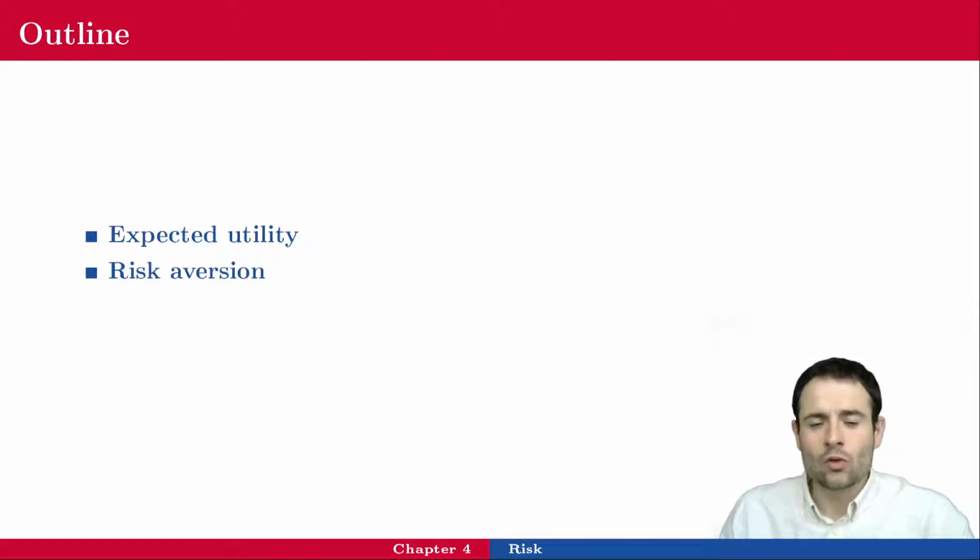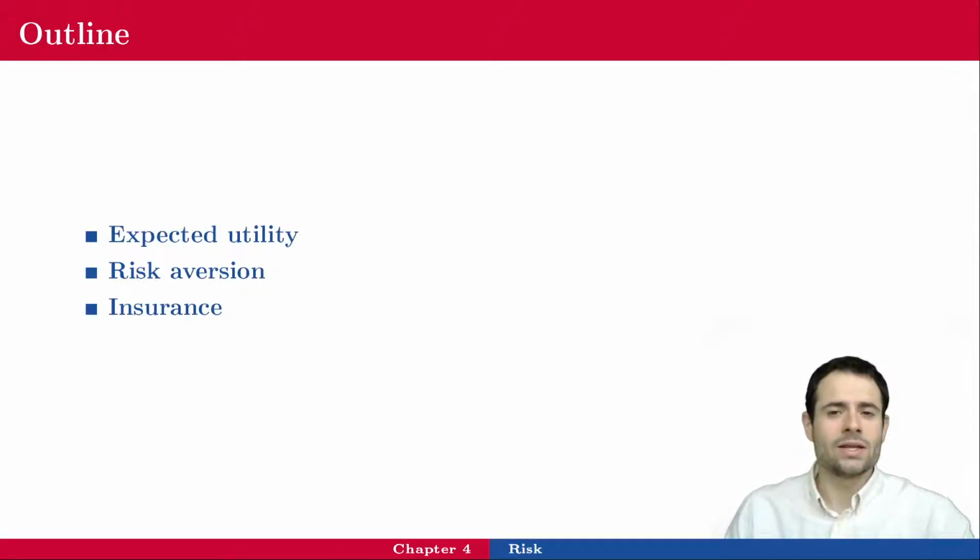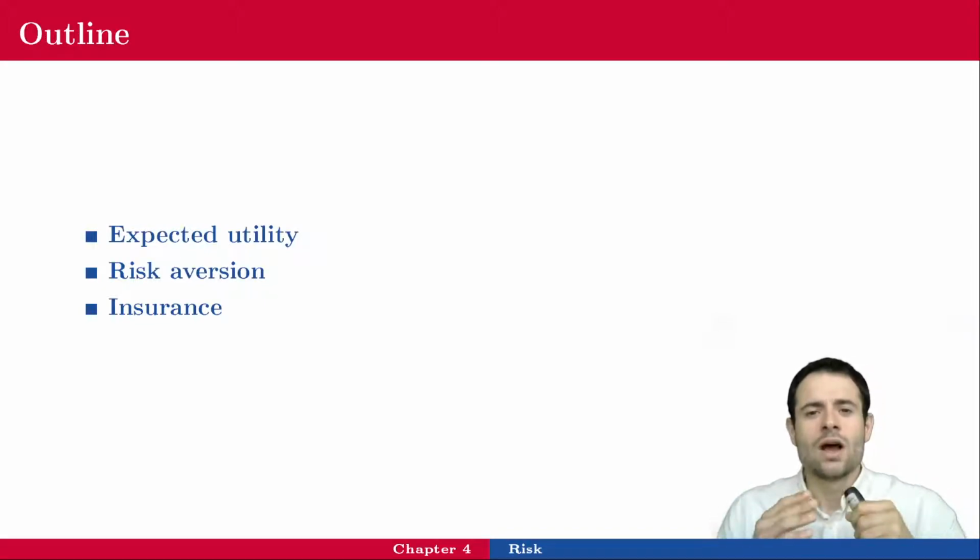Then I will talk about risk aversion in particular. I will talk about what it means to be risk averse, how it is measured, and how we compare two people which are risk averse. Finally, I will apply the concept of expected utility and risk aversion to the case of insurance. Life is uncertain, and it is one of the reasons we pay for insurance.